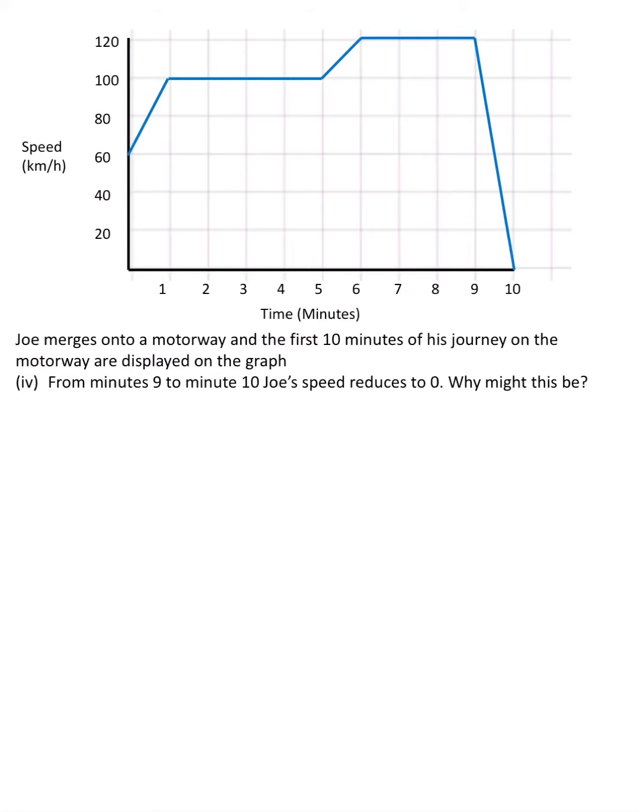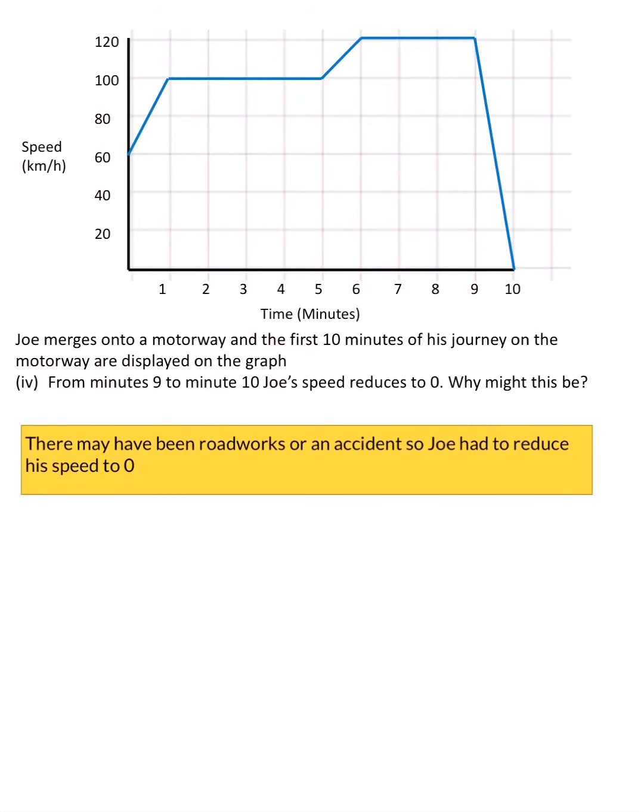The last question then. From minute 9 to minute 10, Joe's speed reduced to 0. Why might this be? Think of this in realistic terms. You might be driving along a road, then all of a sudden there could be roadworks ahead, or there might be an accident and you will have to stop your car. More than likely, this is what happens here. So let's write that in here. So there you have it. There may have been roadworks or an accident, so Joe had to reduce his speed to 0.